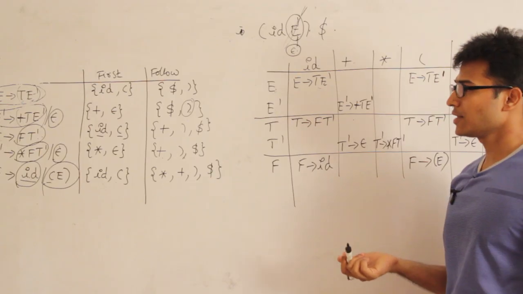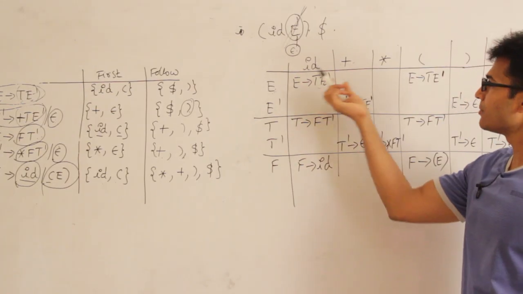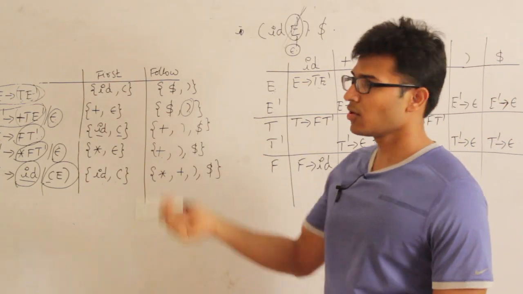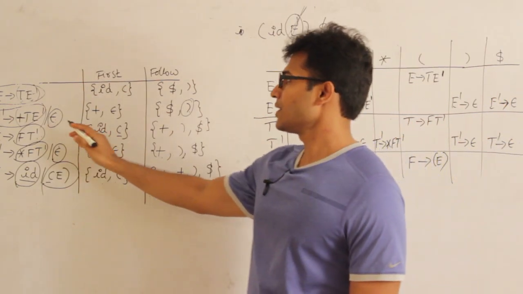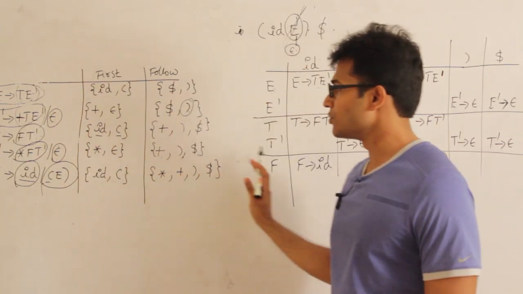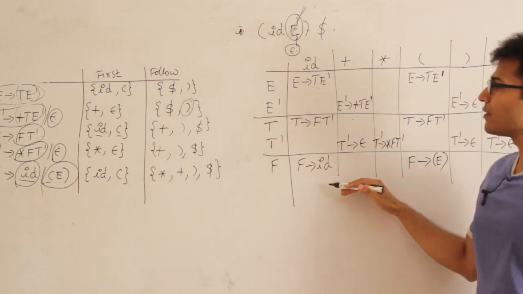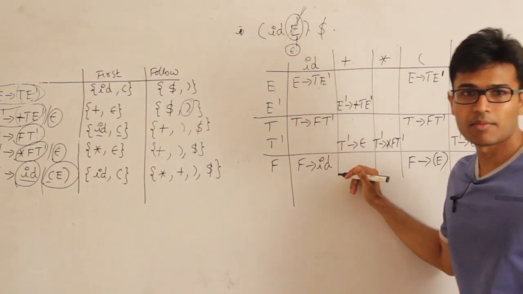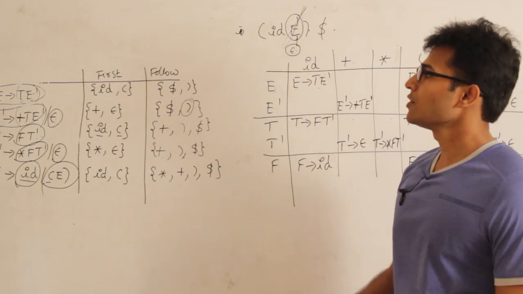If the first of the right hand side is only terminals, directly place them there. If the first of the right hand side contains epsilon, then place it even in the follow of the left hand side. If the right hand side is simply epsilon, then place it only in the follow of the left hand side. These are the rules. Now why did we do all this? The use of this entire table is to construct the parse tree. I'll tell you how the LL1 parser works.